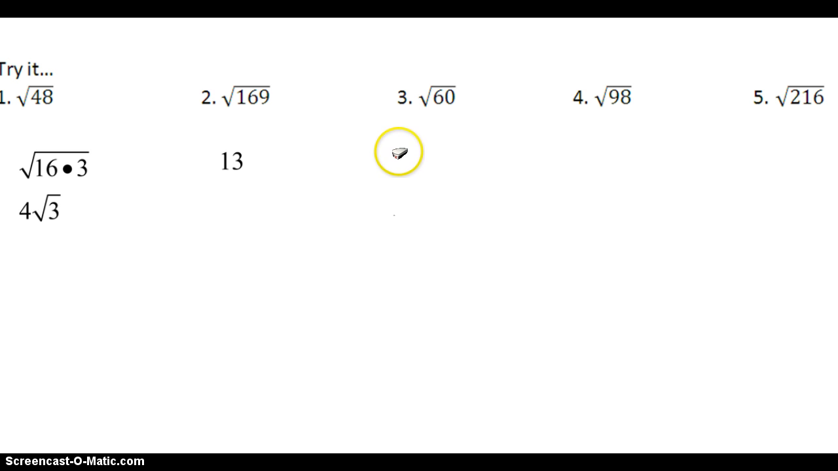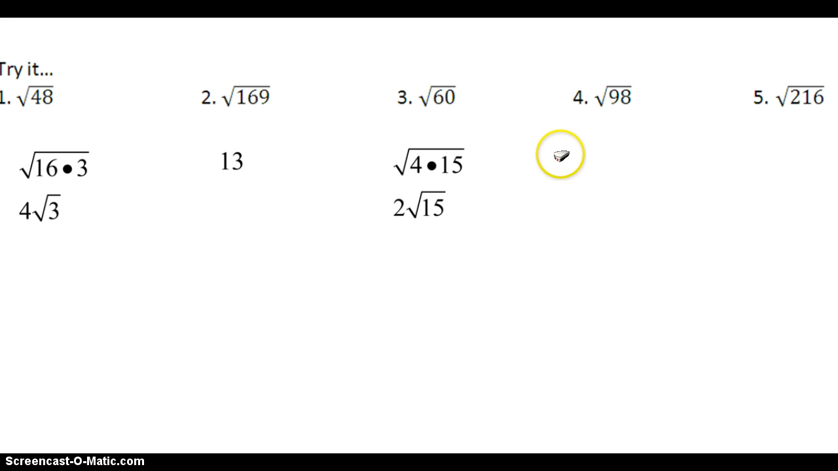Root 60, again looking for perfect squares. A factor of 60 is 4. 4 is our perfect square. The square root of 4 is 2. We're left with 2 root 15. And 15 cannot be broken down any further than a 3 and a 5. And since a 3 and a 5 don't produce a couple, we can just leave it at 15.